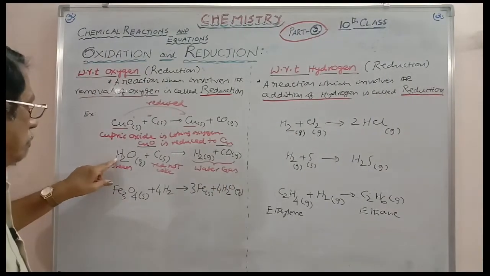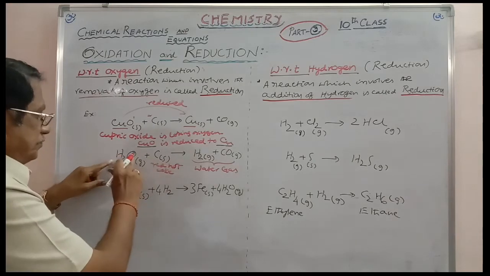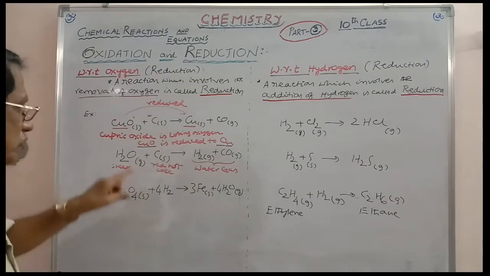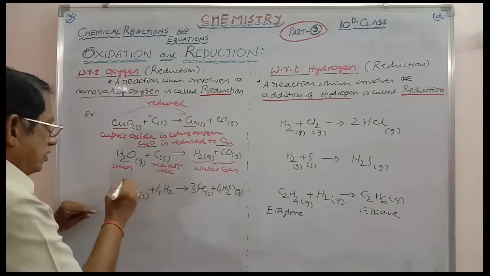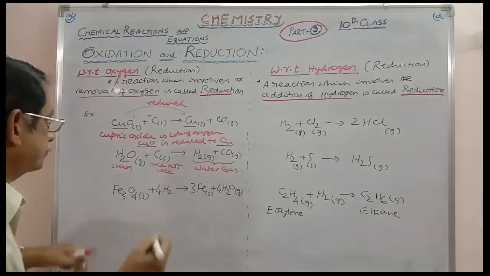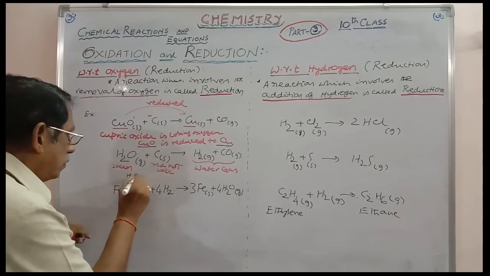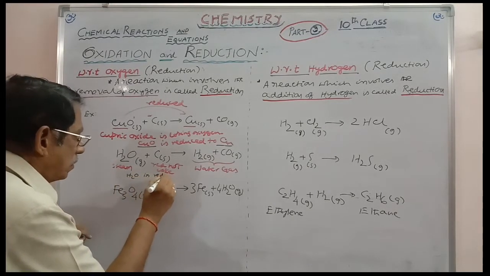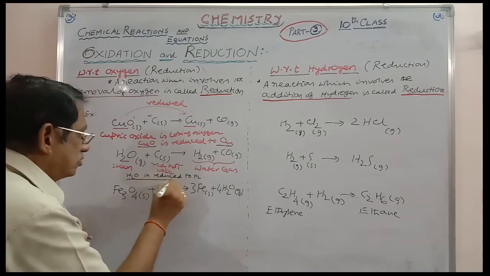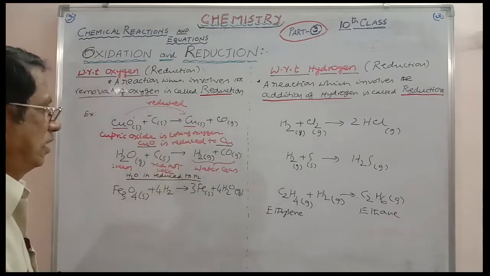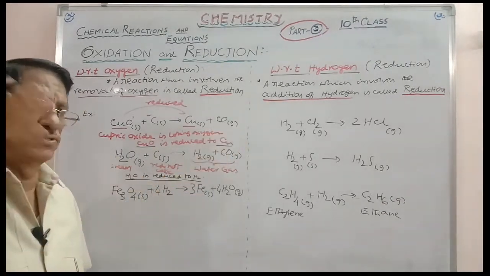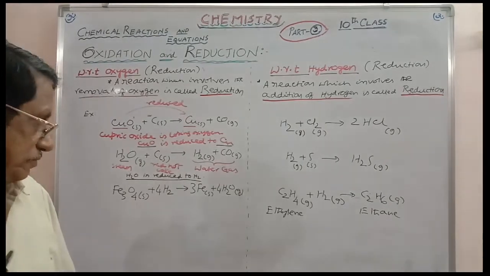And so here H2O is losing oxygen. So H2O is reduced to hydrogen. H2O is losing oxygen, it is reduced to H2 because it is losing oxygen, and it is converted into water gas. Water gas is a mixture of H2 and CO which can be used as fuel. That is the preparation of water gas.